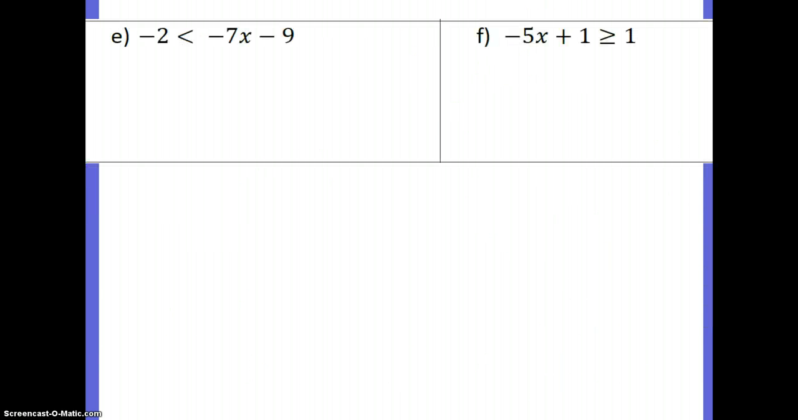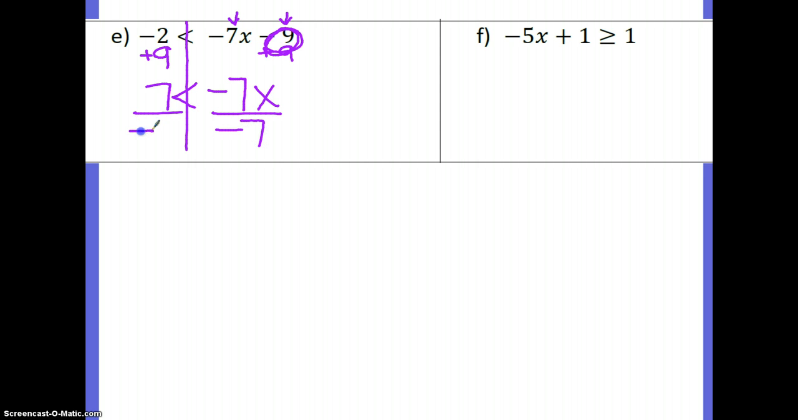Okay, a few more practice ones. So I need to get rid of the negative 7 and the 9, so I would add 9 to both sides, just like I'm solving a regular equal sign problem. So negative 2 plus 9 is 7. Negative 7x. To get rid of negative 7, I divide. And if you notice, I'm dividing by a negative number. So my sign is going to flip, bring down the x. 7 over negative 7 is negative 1.